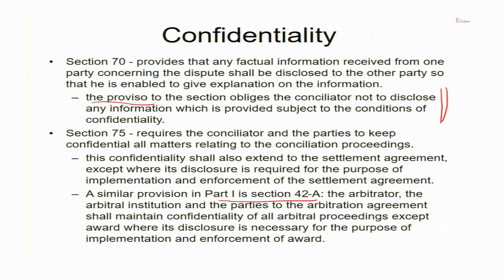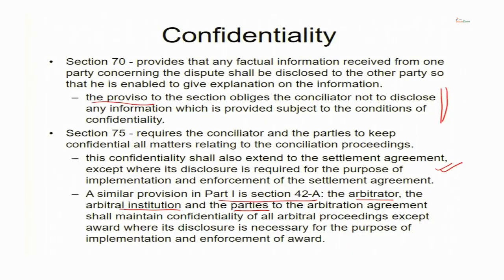Section 42A covers the arbitrator, the arbitral institution, and the parties, because tomorrow the appointment shall be done by arbitral institutions. Arbitrations are done by arbitral institutions. Institutions are somewhere involved in the process of arbitration. Therefore, we have mentioned the confidentiality obligation is also on the arbitral institution. We can have institutions involved in the process of conciliation also. For example, I just mentioned that an institution may be asked to appoint a conciliator.